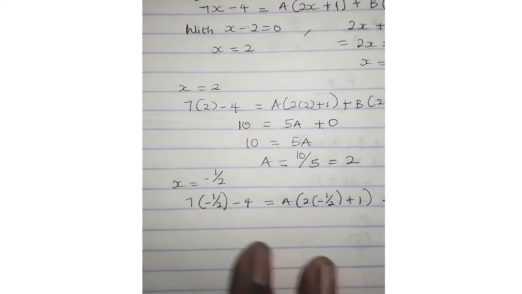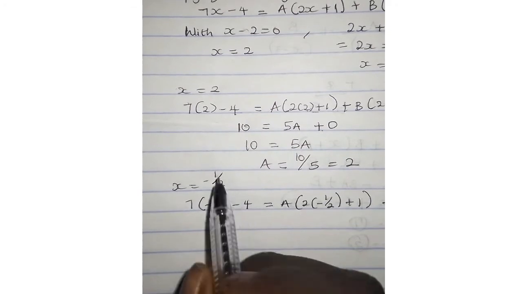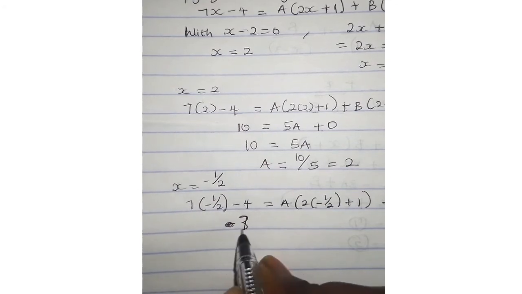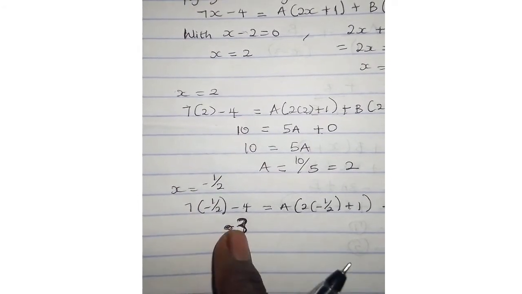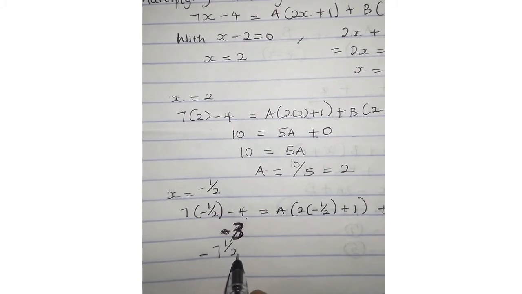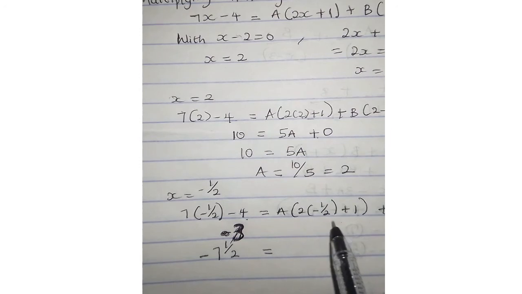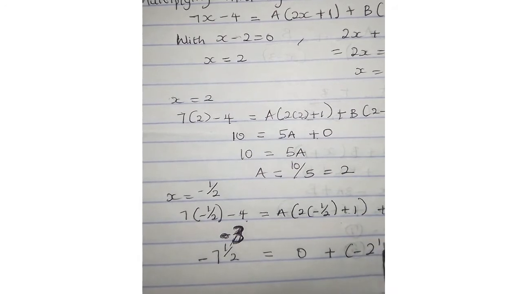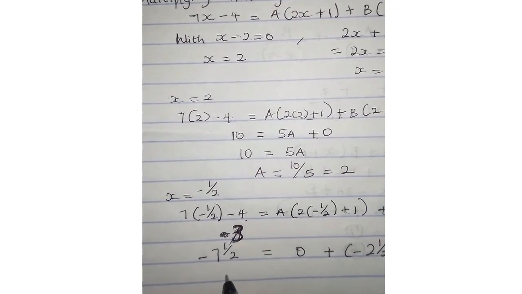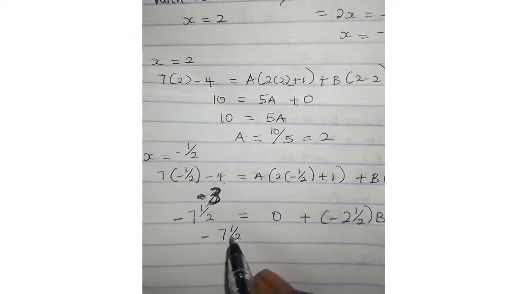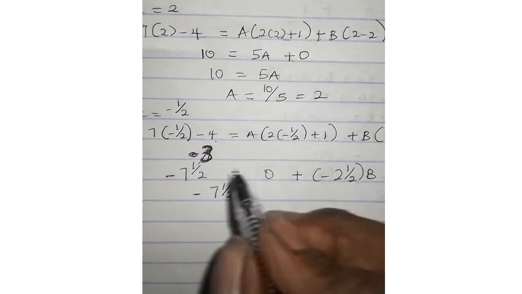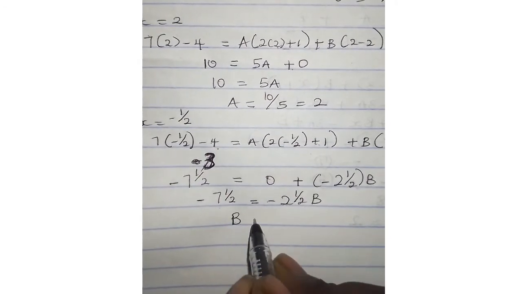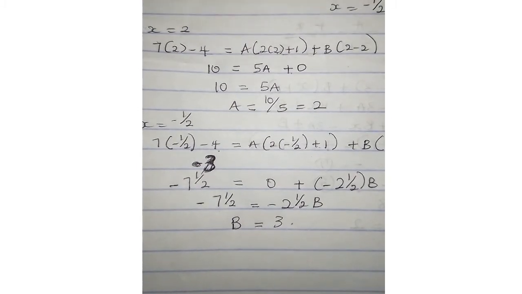Alright, so in this part, when we expand this, we're going to have negative 7, we're going to have 3 here. When we expand this, we're going to have negative 7 into 1 over 2 is equal to, when we expand this, it's going to give us all 0, plus when we expand this, we're going to have negative 2 into 1 over 2 b. So this can be written as negative 7 1 over 2 is equal to negative 2 1 over 2 b. So therefore, dividing both sides, we're going to have b is equal to 3. So now we have found what a is and what b is.